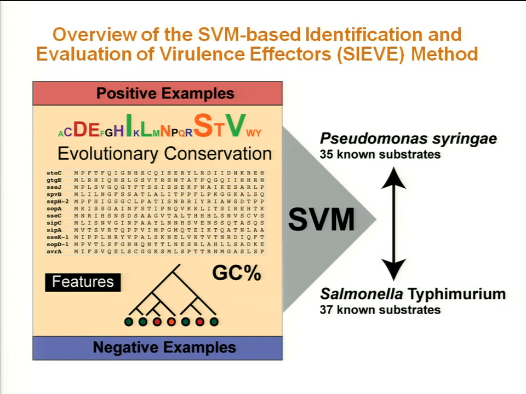We developed a machine learning approach. This is actually very simple in terms of machine learning. We named it the SVM-based identification and evaluation of virulence effectors, or the SIEVE method. Every machine learning method, as we all know, has to have a cute acronym. This is ours. And we used a number of different features that were derived from primary sequence.